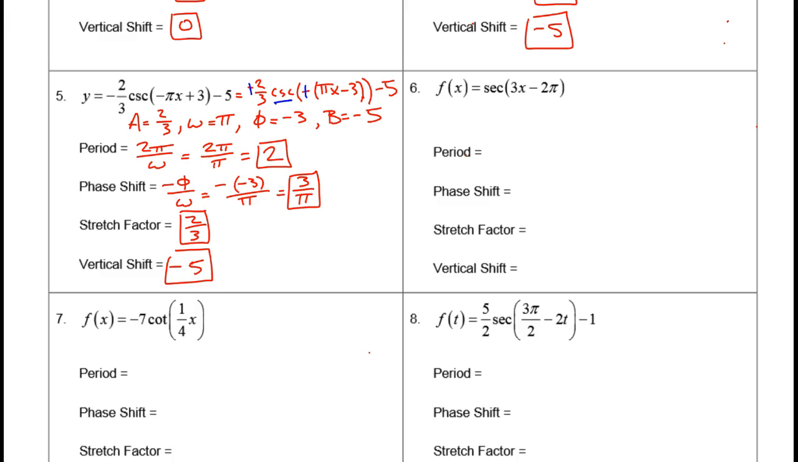Okay, folks, there's example 5 in its entirety. You might have some questions about what was going on up here. I factored out a negative sign so that my omega was positive, and then cosecant is an odd function, so the cosecant of negative theta is the opposite of the cosecant of theta. So that's what flipped this -2/3 into a +2/3. Okay, now we're going to move on to example number 6.